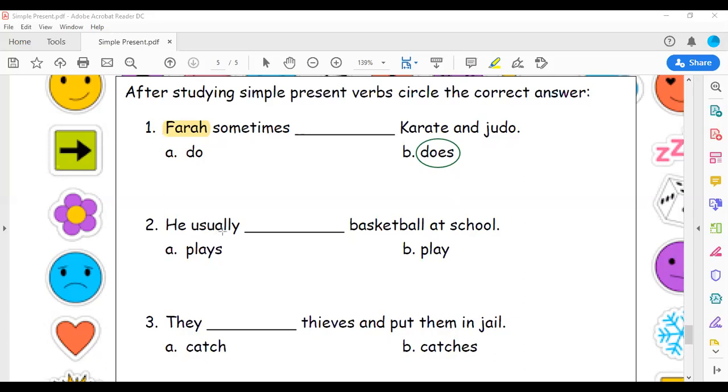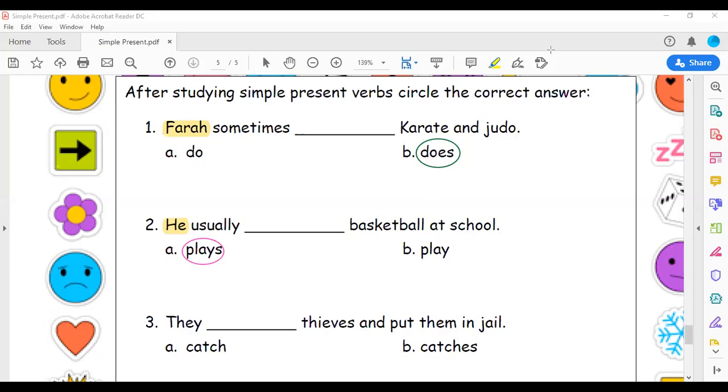He usually plays basketball at school. Okay, what about this? What is the subject first? The subject is he. Bravo. Okay, he. Is it singular or plural? Singular. So what do I do? I add s. Excellent. Plays. He plays basketball at school.